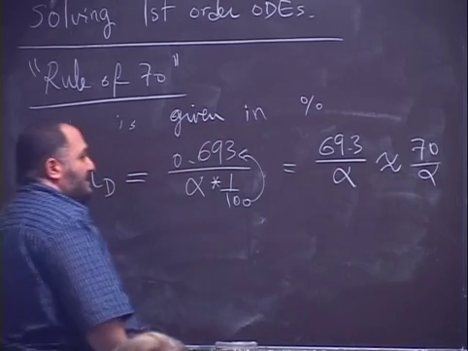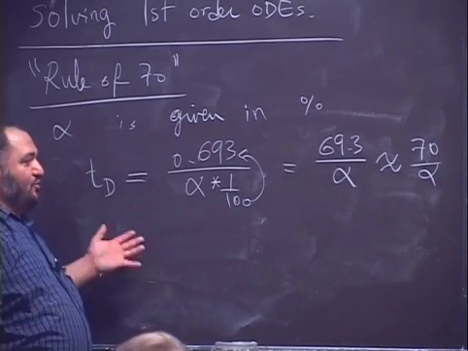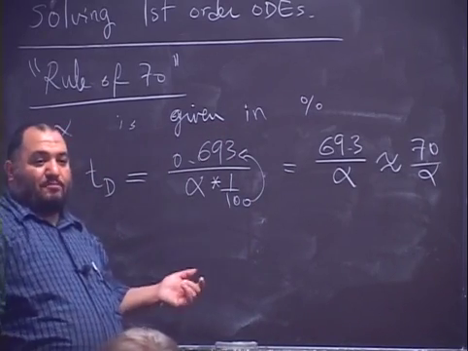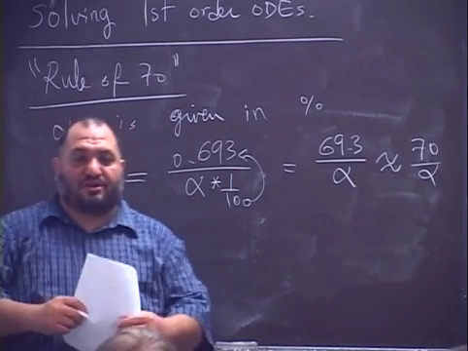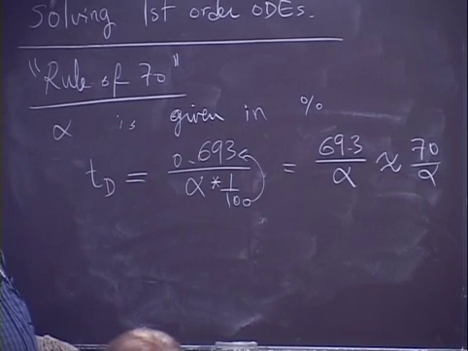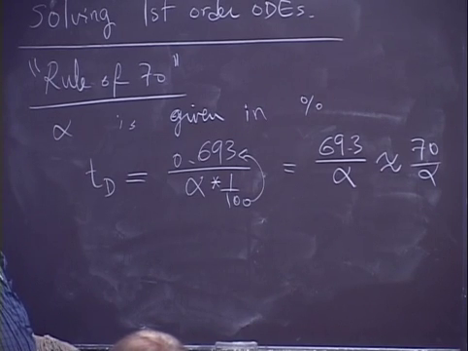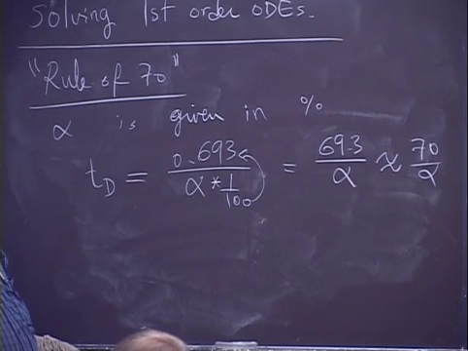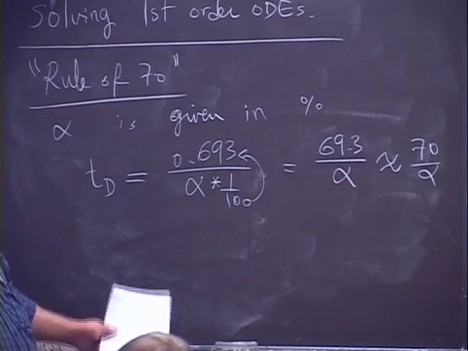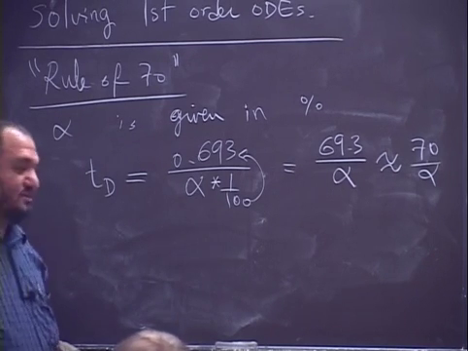70 over alpha. So if I told you that the world population grows by 2% every year, what's the time needed for the world population to double? 35 years. Okay, guys. If I told you that your money increases by 10% a year, what's the needed time for your money to double? 7 years. It's very handy for me. Okay, guys.